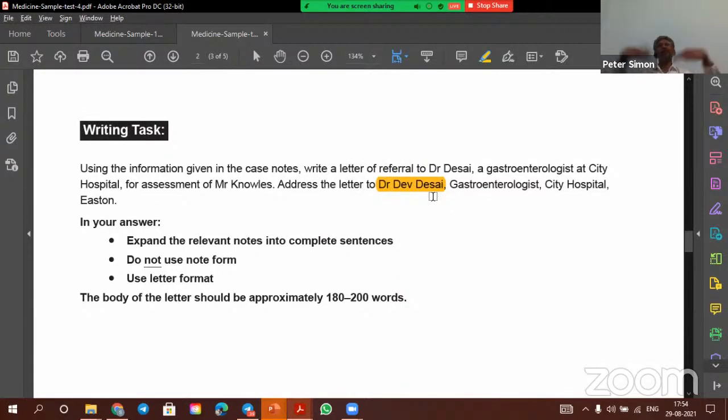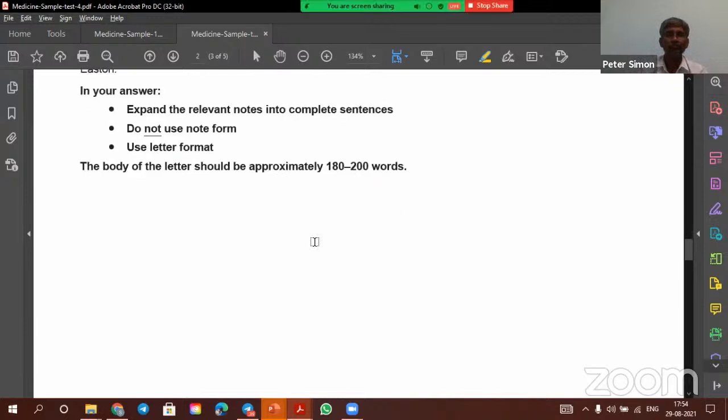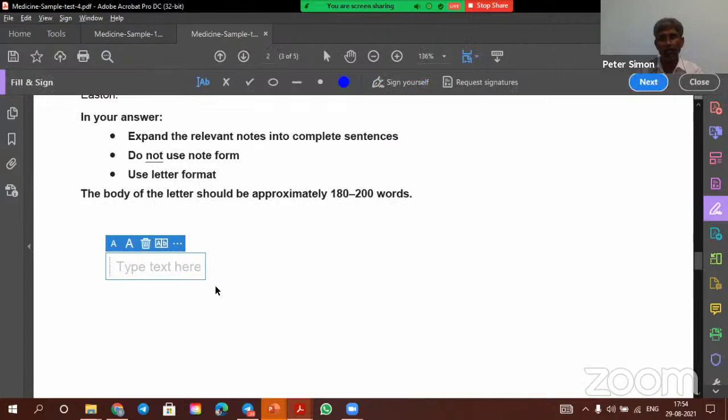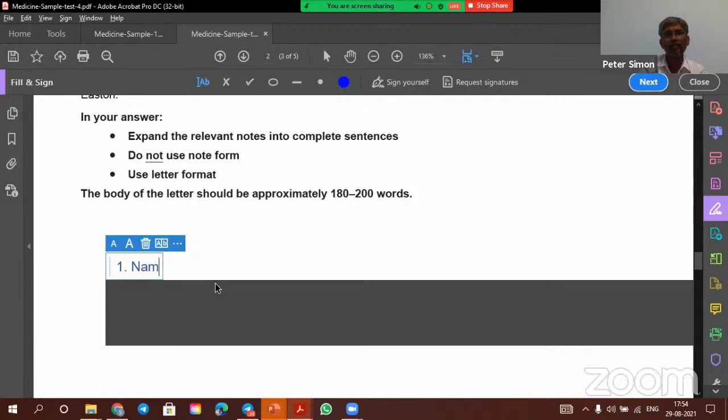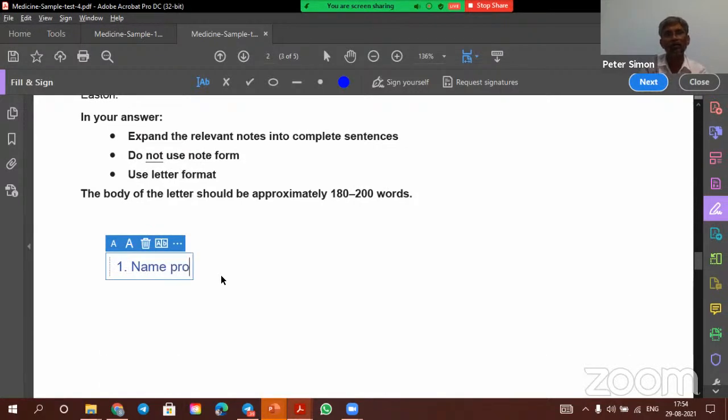If the name is there, write the name. If the name is not there, write the profession. If the profession is also not there, then write a dear sir or madam. 3 types of salutation. Number 1, the name of the doctor is given. So 3 types. Option number 1, name provided.